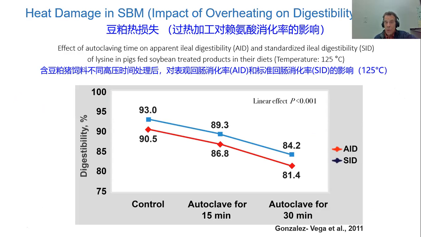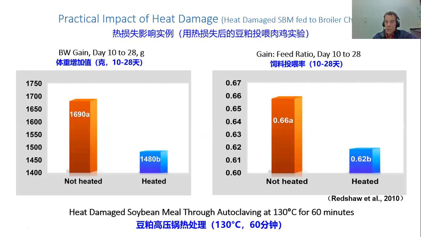This example is from soybean meal. You can actually significantly decrease the digestibility of lysine with excess heat. You put soybean meal in an autoclave for 15 to 30 minutes and the digestibility of lysine goes down linearly over this treatment. This lysine becomes unavailable. It's destroyed and not available for the animal to grow.